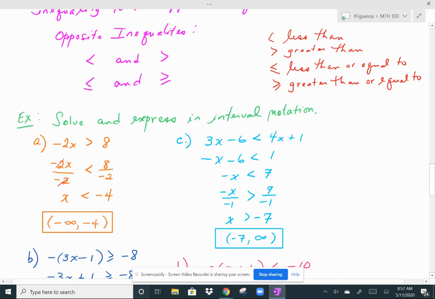So that's represented as the interval from negative infinity to negative 4 with parentheses around the interval. Okay, let's go on to part B.